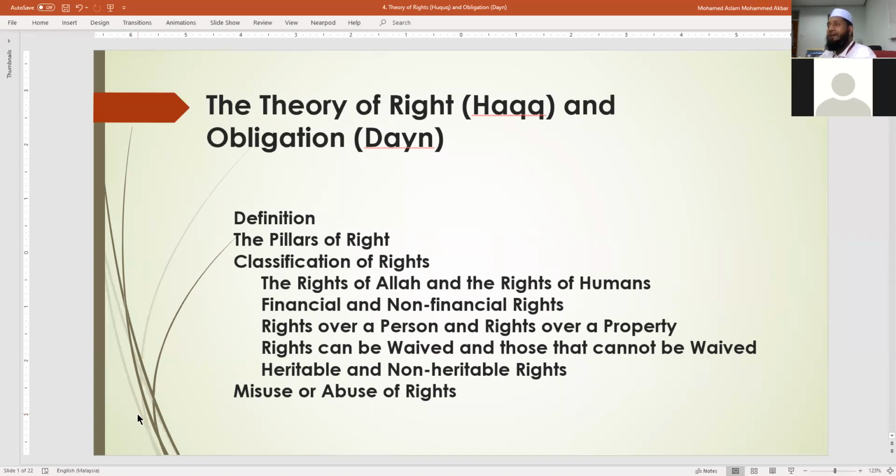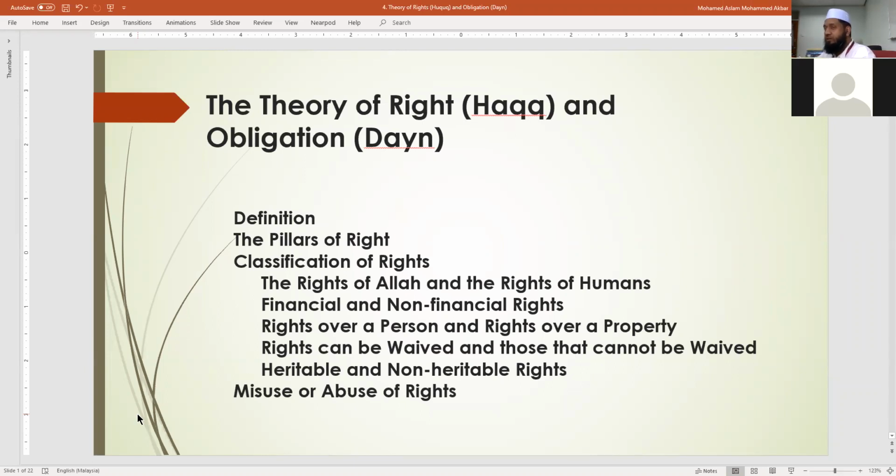So what exactly is a right? We're going to talk about the definition. Then there are the pillars of right. Then we're going to talk about around five types of classification of rights: the rights of Allah and the rights of human beings, financial and non-financial rights, rights over a person, and rights over a property. What are the rights that can be waived? What are the rights that cannot be waived? And are there any rights that are heritable, mirath? And there are also rights that are non-heritable.